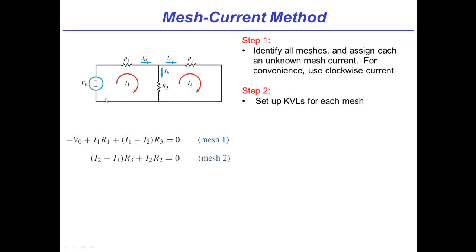And of course, at that point, we're done. We've gotten back to where we started, equals 0. So minus V0 plus I1 R1 plus I1 minus I2 times R3 equals 0. That's the first KVL around this mesh.